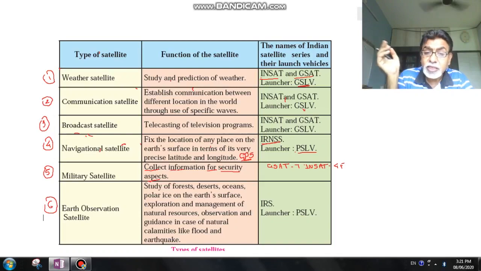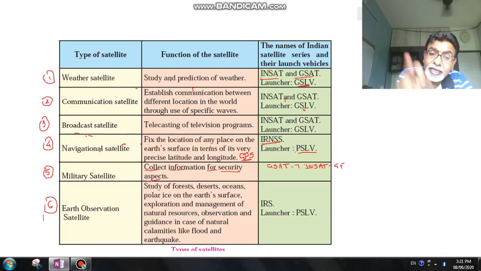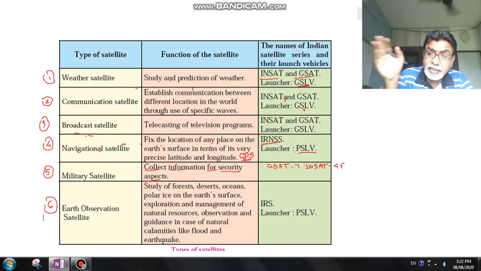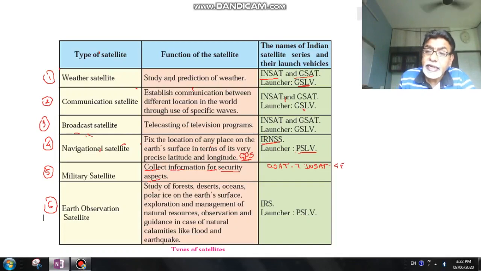वेगवेगळ्या प्रकारचे रिसोर्सेस कसे आहेत, ते कसे वापरले गेले पाहिजे, त्यांची सद्यस्थिती काय आहे. इट इज ऑब्झर्वेशन अँड गायडन्स इन द केस ऑफ नॅचरल कॅलॅमिटीज. एखादी नॅचरल कॅलॅमिटी आली, वादळ आलं, हरिकेन आलं, सायक्लॉन आलं, इन दॅट केस what guidance is needed, what observation is made by means of these, like flood, earthquake, etc. It is done by what? This type of satellite, and these satellites are called as IRS, that is India Remote Sensing Satellite, and their polar satellite launch vehicle PSLV.